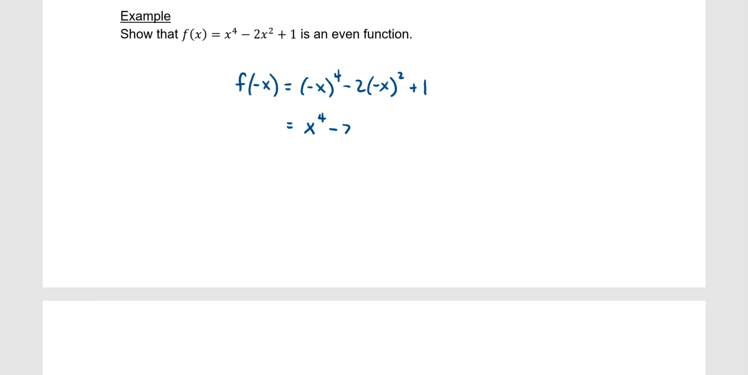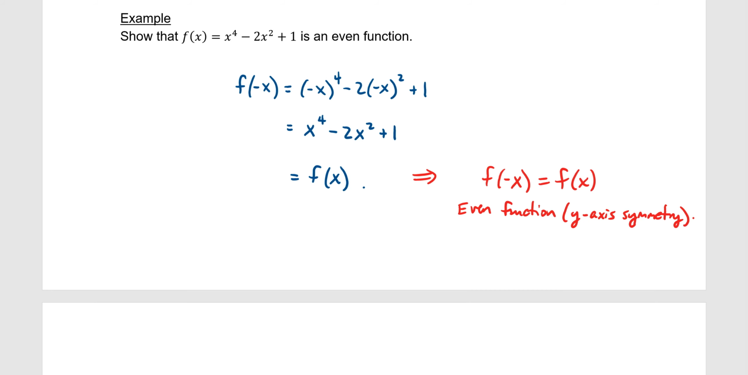So we get x to the 4th minus 2 times (-x) squared. The squared is even once again, so the negative cancels and goes away. So we end up getting x to the 4th minus 2x squared plus 1. And we can see that this is equivalent to the original, so this equals f of x. So since f of -x equals f of x, this is an even function, meaning it has y-axis symmetry.